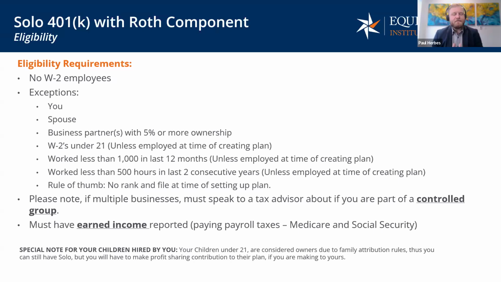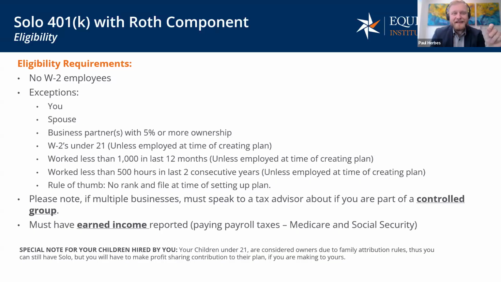That being said, they can't be employed when you're starting the plan, right? They can get added later, but they can't be rank and file when we're creating this account. And of course, we need to earn income, guys. IRAs, 401ks, we need earned income to be able to contribute to it. That is a stipulation. We're going to dive next into control groups, and we'll highlight how that actually affects your eligibility for the solo 401k for those here in attendance who are multiple business owners.